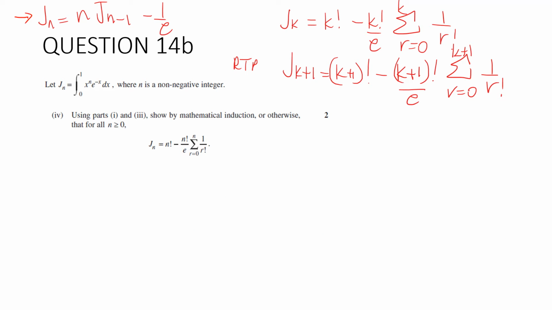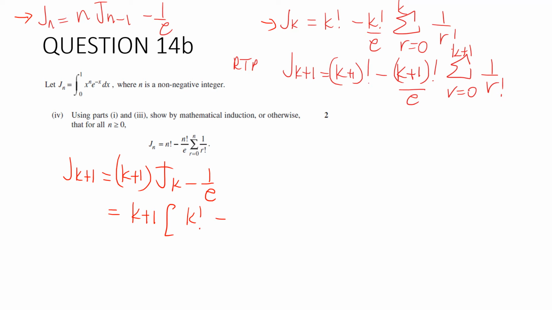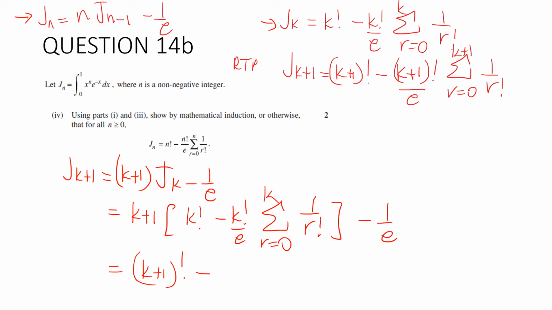Using part 3 and rewriting, we've got J_{k+1} = (k+1) J_k - 1/e, and now using our assumption, substituting it in, we get (k+1)[k! - k!/e * sum from r=0 up to k of 1/r!] - 1/e, and expanding through there we're going to get (k+1)! - (k+1)!/e * sum from r=0 up to k of 1/r! - 1/e.